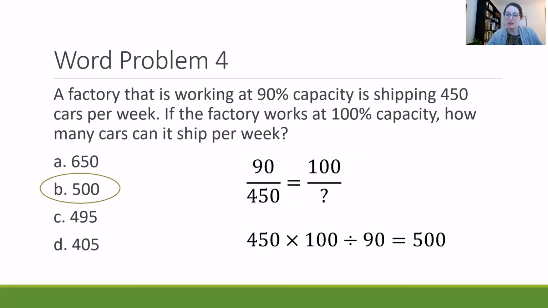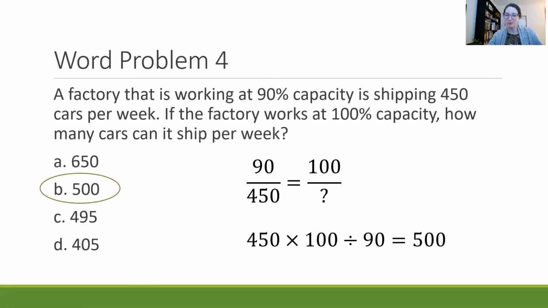Now, how do I solve this? Well, I cross multiply and divide. So multiply the 2 numbers that are diagonal from each other and then divide by the other number. In this case, it's 450 times 100. And I divide all of that by 90, and that gets me 500.